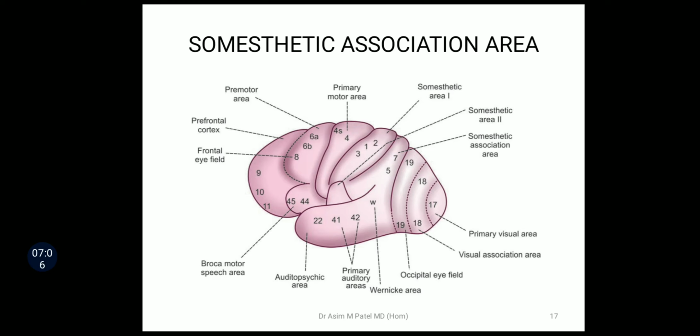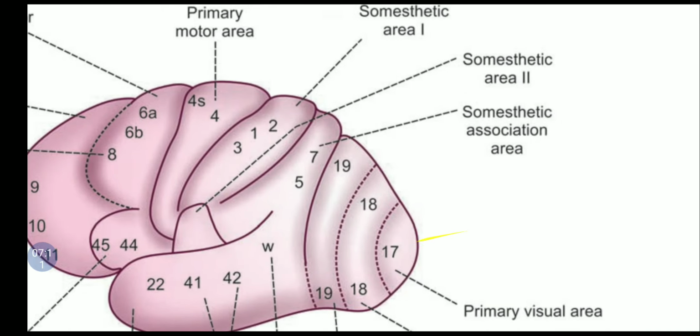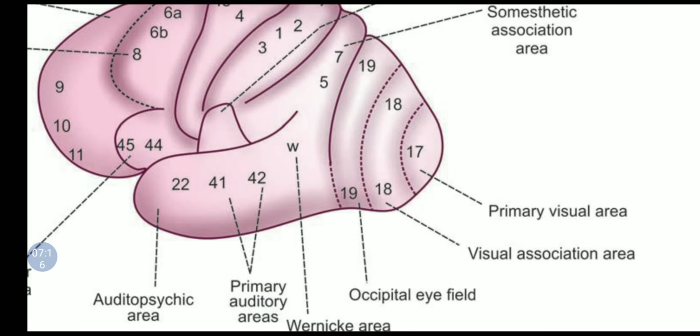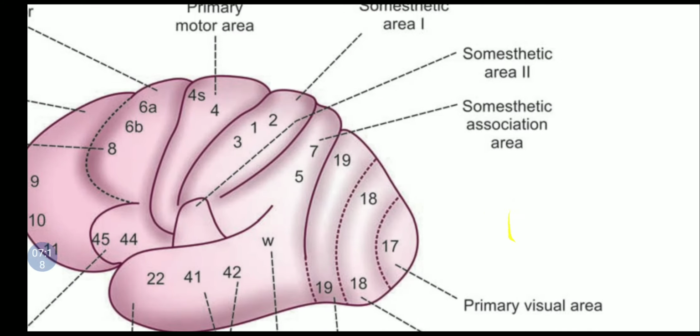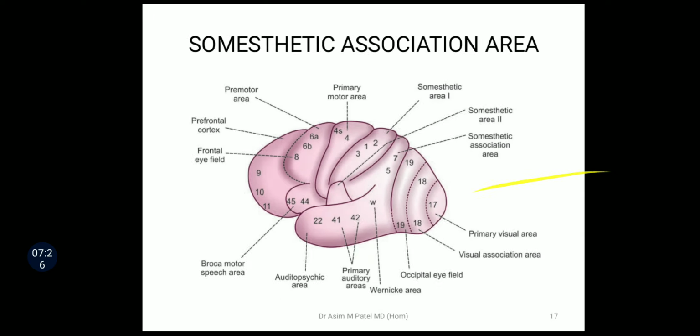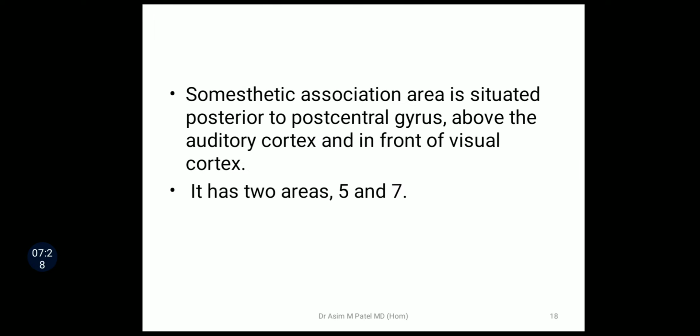Then the third one is somesthetic association area. Here in this diagram, you can see this is somesthetic association area, area 5 and area 7. Somesthetic association area is situated posterior to postcentral gyrus above the auditory cortex and in front of visual cortex. It has two areas, area number 5 and 7.